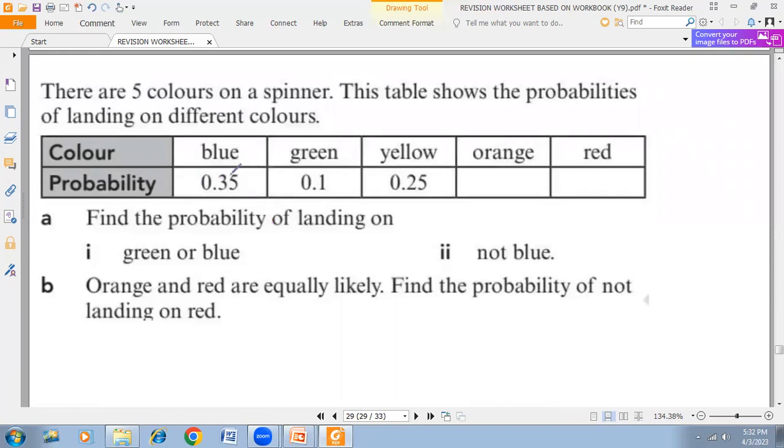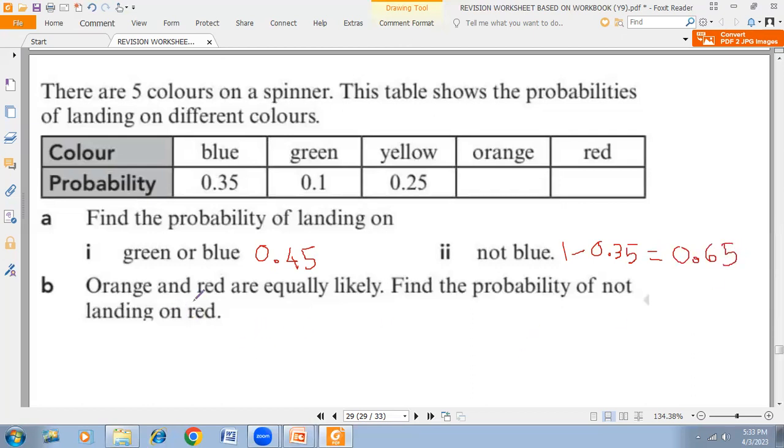Probability is 0.35, 0.1, 0.25. Green or blue is 0.1 or 0.35. So plus both. 0.1 plus 0.35 is 0.45. Answer 0.45. And then not blue. Okay, blue is 0.35. So not blue means 1 minus 0.35, which is 0.65.